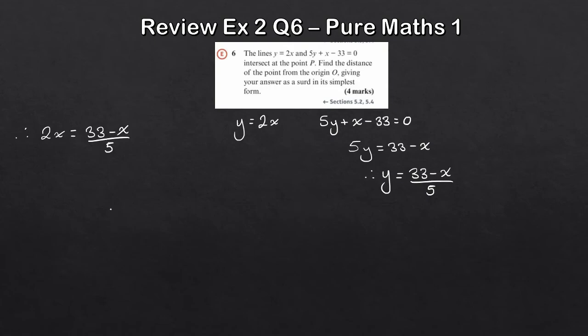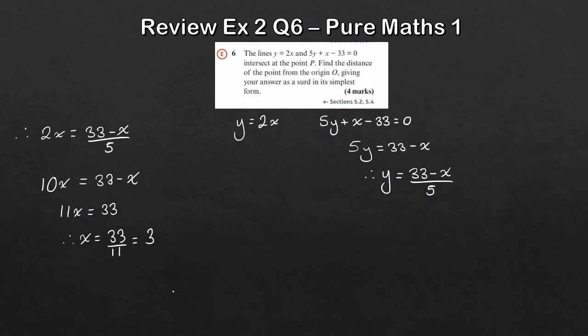So here now, all I need to do is solve for x, then we can work out y, and then we can work out our distance using the distance formula. So 2x times 5 here, just get rid of this denominator of 5. So that's 10x, times across by 5, equals to 33 minus x. Add x to both sides now, so we get 11x is equal to 33. And then divide both sides by 11. Nice and easy. We get x equals 3.